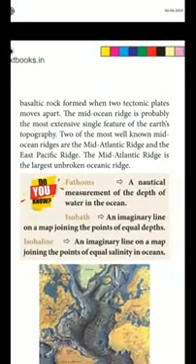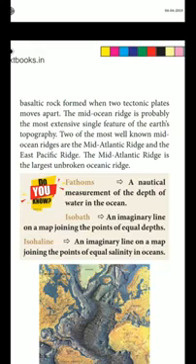So the mid-oceanic ridge is probably the most extensive single feature of the Earth's topography. Two of the most well-known mid-oceanic ridges are the Mid-Atlantic Ridge and the East Pacific Ridge. The Mid-Atlantic Ridge is the largest unbroken oceanic ridge. So which is the largest unbroken oceanic ridge? That is the Mid-Atlantic Ridge.